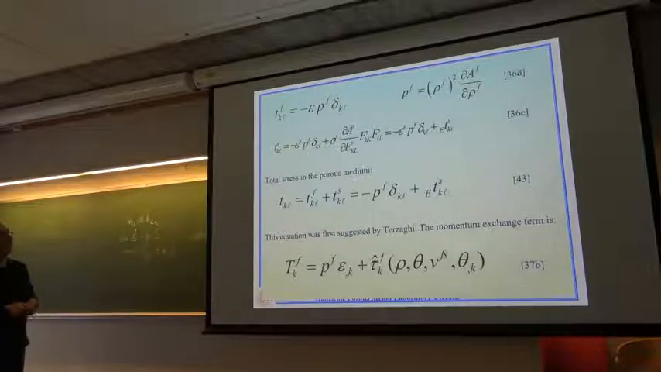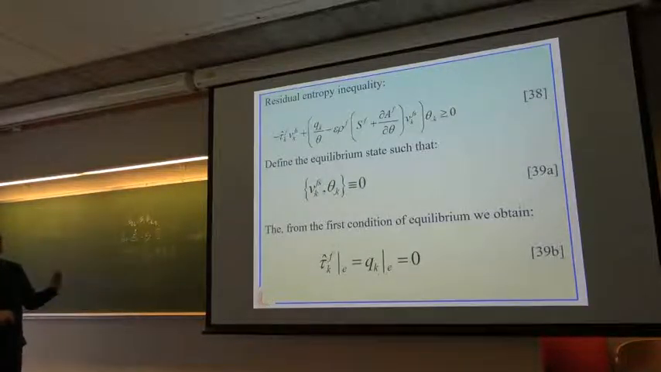And the total stress in the medium is the pressure of the fluid, because then we add this to this, epsilon s plus epsilon f is 1, you only get minus p f, and that's the effective stress tensor. This was proposed by the way by Terzaghi. And the momentum exchange term takes this form, again the same as before, and this is the residual entropy inequality. We define equilibrium to be when there is no flow and no temperature gradient.